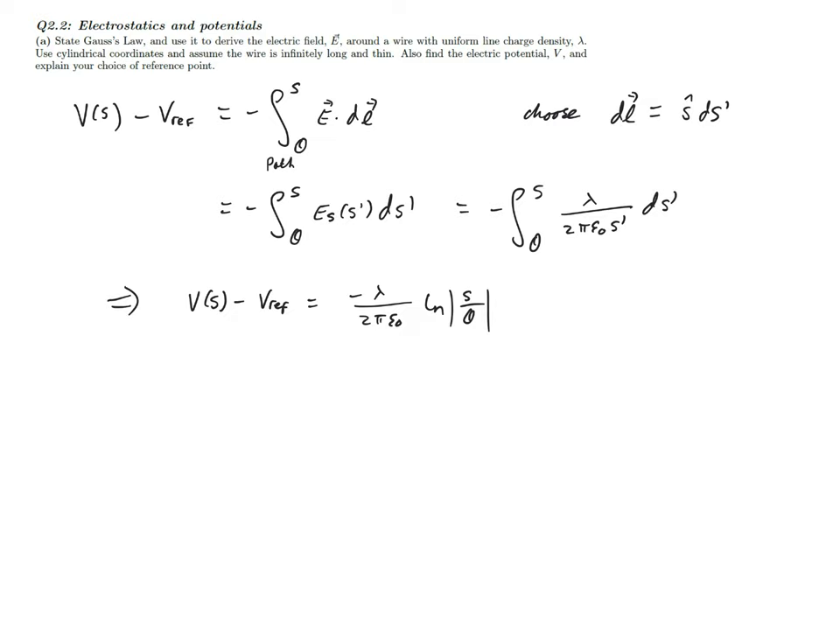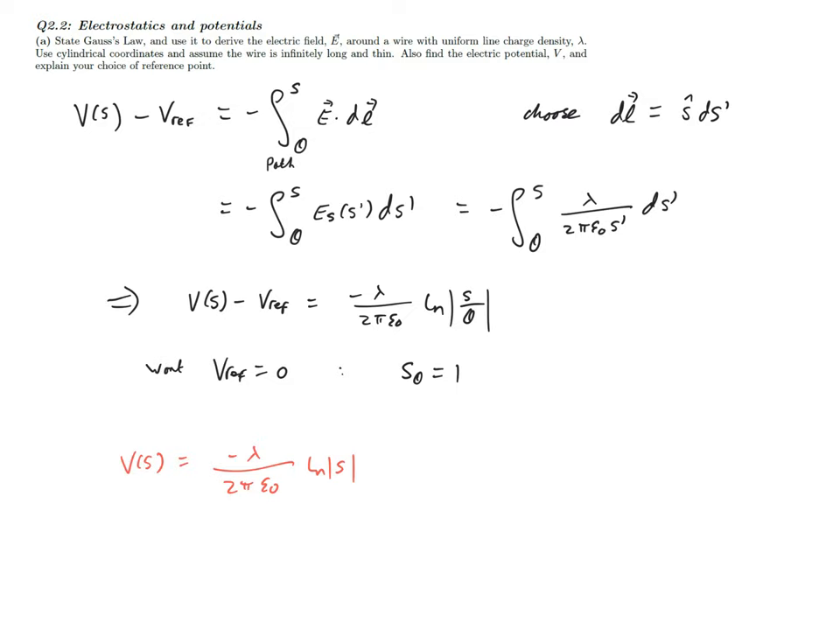the reference point radius. Now, what we'd like is for the reference point potential to equal 0, and we see that that is achieved by setting the radius of this reference point just equal to 1. We have log of 1 that is equal to 0. So s of the reference point is equal to 1. And then I can just write the final result: that the potential at a radius s is minus lambda upon 2 pi epsilon naught times log of s.